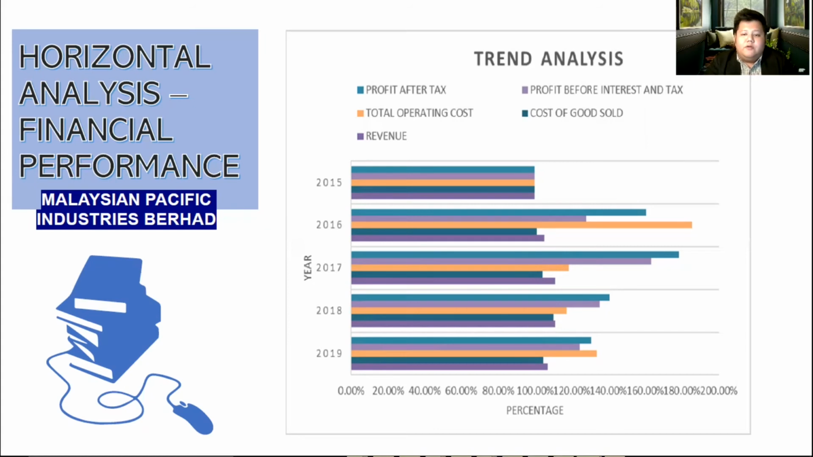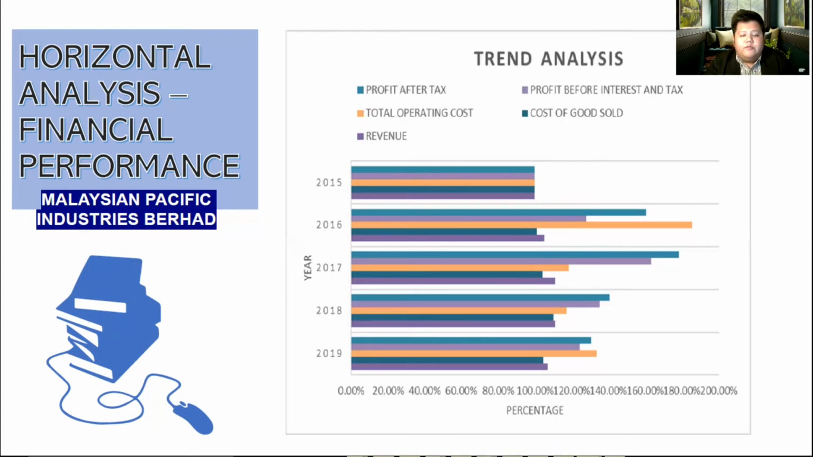So next, we look at profit before interest and tax. As you can see, the movement of revenue is increasing. For the year 2017, it had the highest profit before interest and tax compared to the other years. Due to low revenue for the years 2015 to 2019, the profit before interest and tax was also low. In 2016, the decrease in profit was also because of the highest operating cost that they bore.